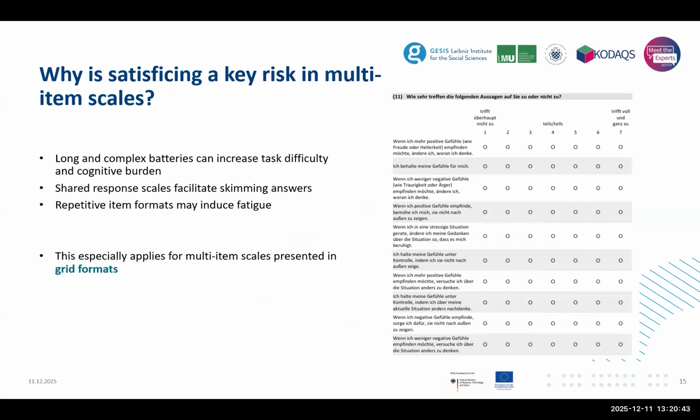So moving on, the question now could be, okay, why is satisficing actually a key risk in multi-item scales? I put an example of a multi-item scale from the GESIS Panel here. It is unfortunately in German, but just to give you an idea, they are often really long and complex batteries, and they can increase task difficulty and cognitive burden, which we have now learned can increase the probability of satisficing.